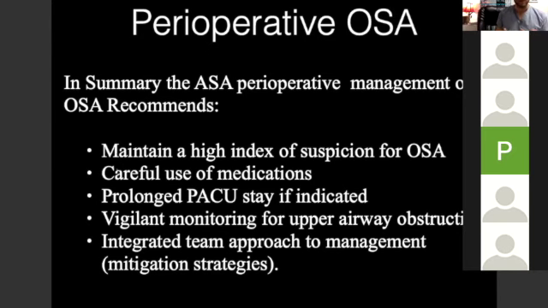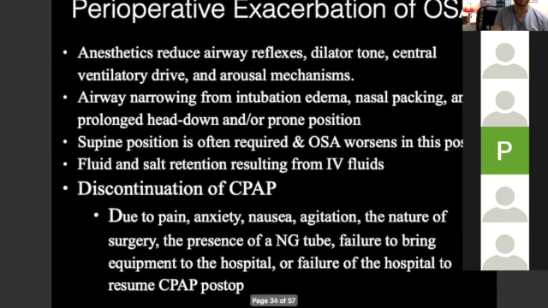And so we can't go to recovery room, see an episode of hypoxia and desaturation and obstruction, and then just not tell the next team about it. We have to get that message in a post-operative note, in talking to the next team of what needs to be done to vigilantly care for this patient. And that's that whole integrated team approach.